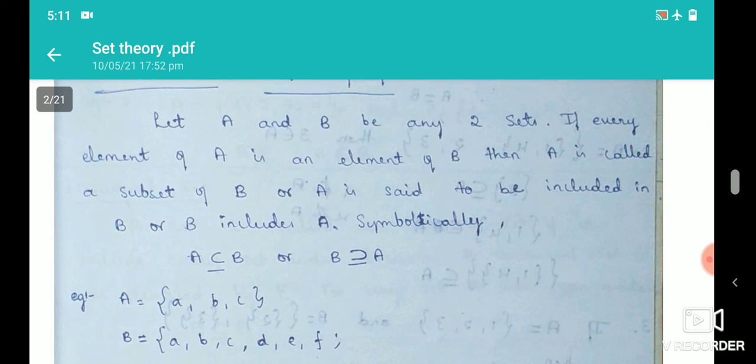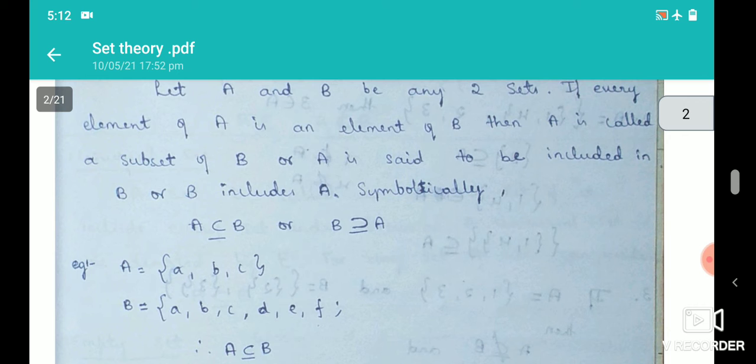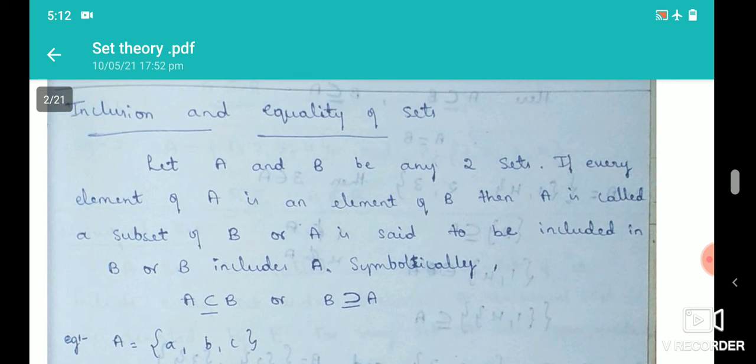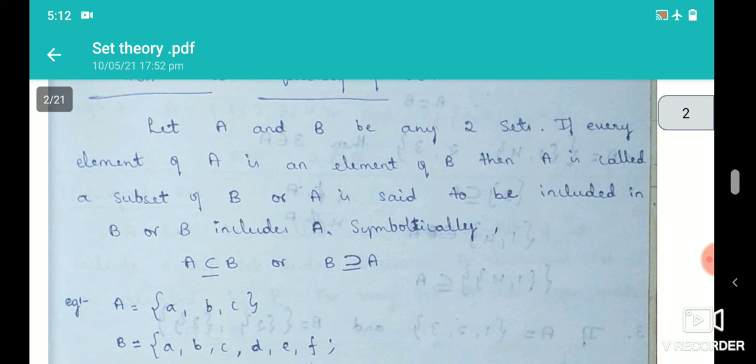Let A and B be any two sets. If every element of A is an element of B, then A is called a subset of B, or A is said to be included in B, or we can call it B includes A. Is it clear? Consider the two sets A and B.